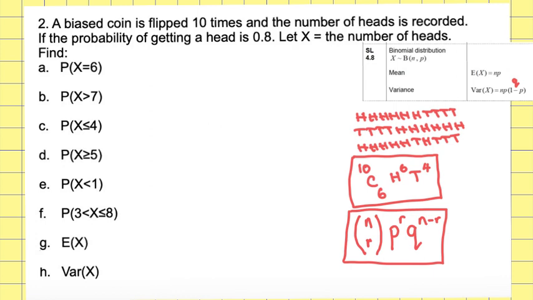So for the first one, the probability that x equals 6. Well, we're going to use binomial PDF. So x is equal to 6. So let's get our GDC out and show you how to do it on the calculator.